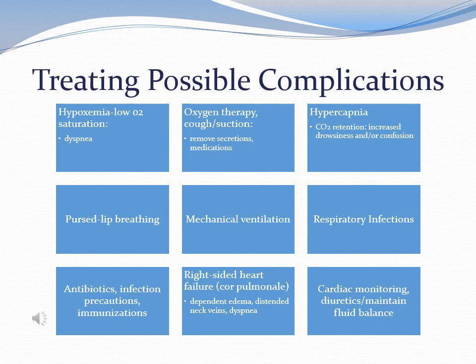Respiratory infections: oxygen therapy, antibiotics, infection prevention, and immunizations are all absolutely necessary given that these patients are at much higher risk for infection. And then we've got the right-sided heart failure, so the cor pulmonale, which will leave us with some dependent edema, distended neck veins, and shortness of breath. Cardiac monitoring and diuretics are really helpful. And then we try to lessen the things that are actually leading to the cor pulmonale.